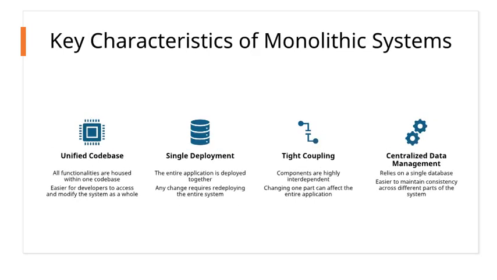Monolithic systems have a unified codebase, making it easier for developers to access and modify. They require single deployment, meaning any change necessitates redeploying the entire system. Components are tightly coupled, so changes can affect the whole application. They also rely on centralized data management for consistency.